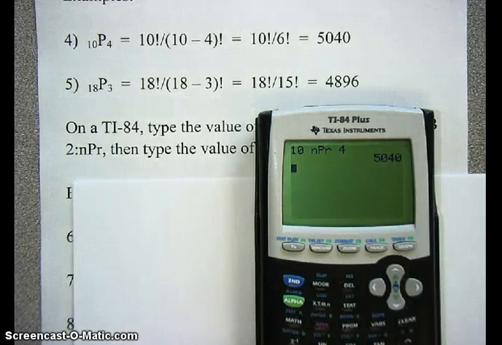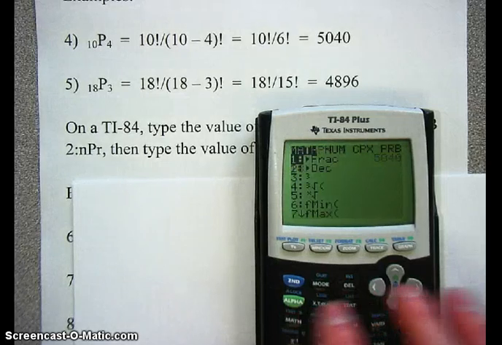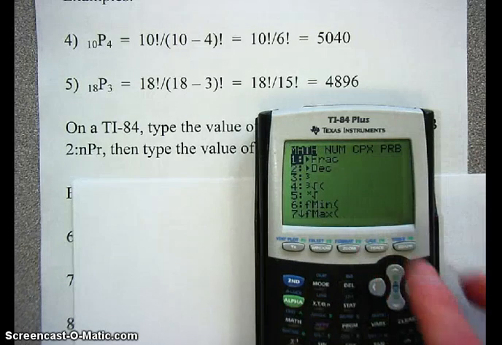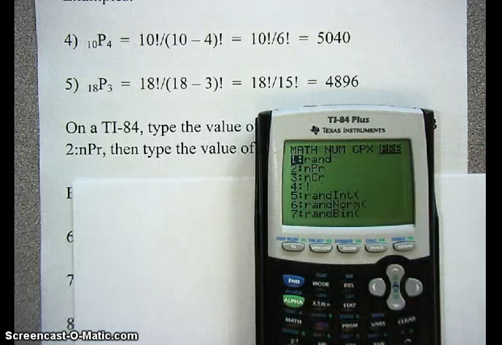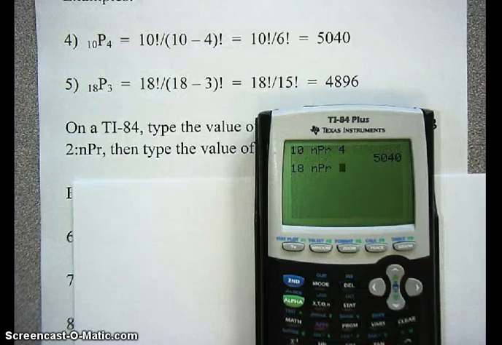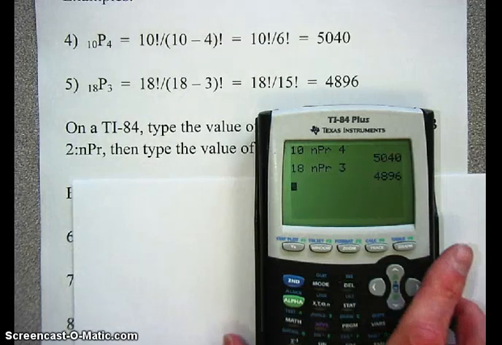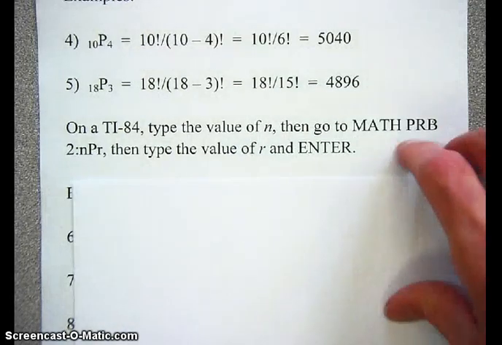If you want to do 18 nPr 3, you can actually scroll to the left and get there a little bit sooner, and then select number 2 from the list and then type the 3. The calculator will give you your 4,896. So the calculator is set up to do this. It's very simple to work with.